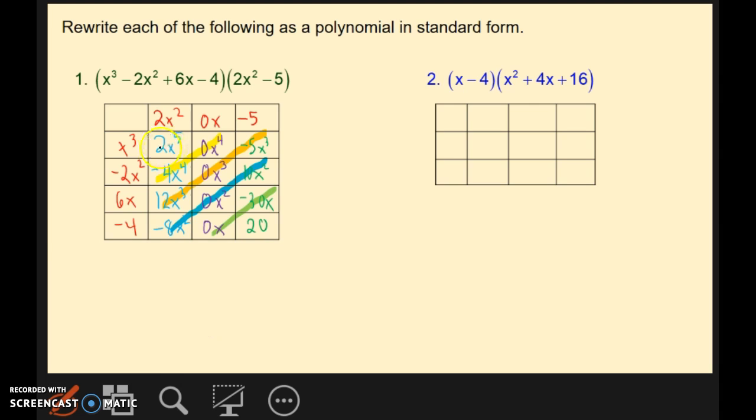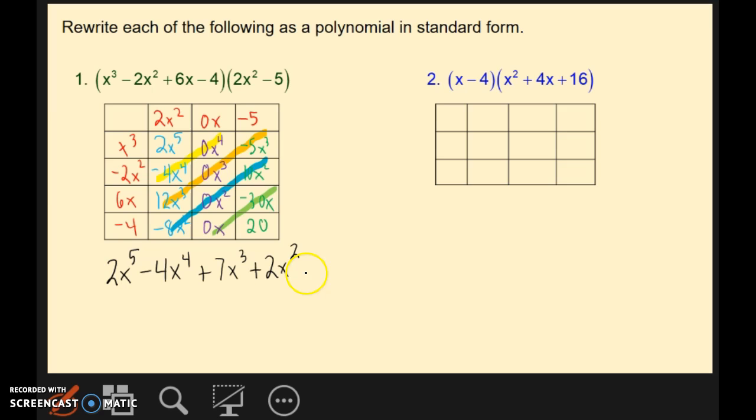So I start off with 2x to the fifth. That's my highest exponent. My next highest exponent is x to the fourth. Putting those two terms together, I get negative 4x to the fourth. Add my x to the thirds together, 12, 0, and negative 5 would give me 7x to the third. My x squared terms, I have a negative 8, a 0, and a 10. That would be 2x squared.